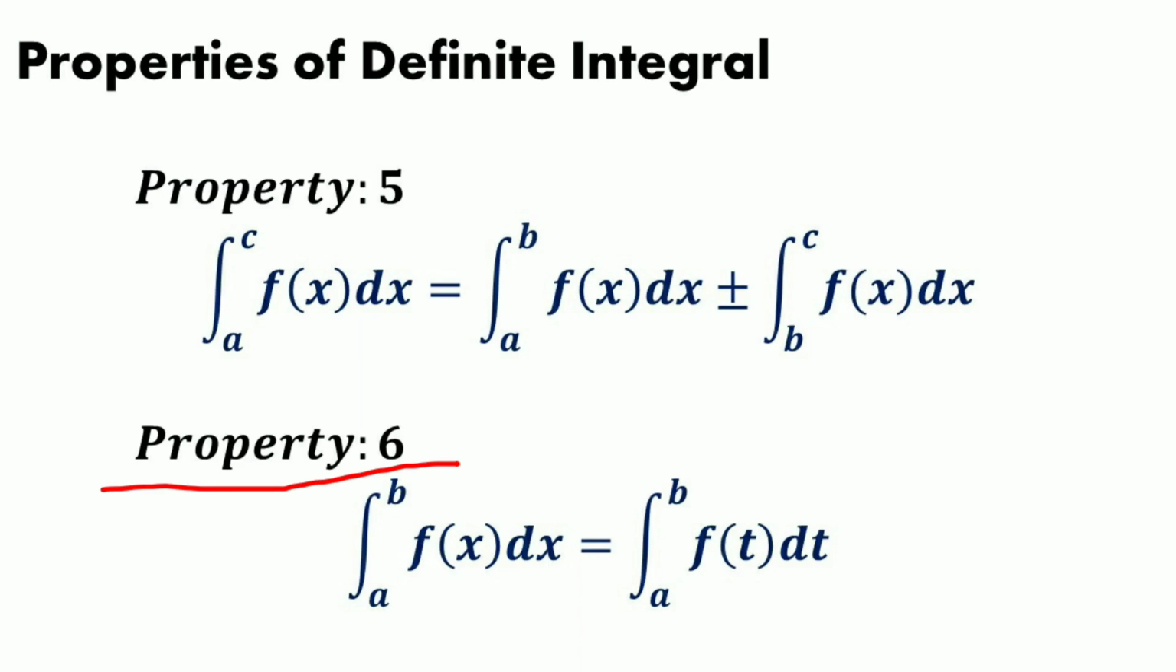The last property of definite integral is that the integral from a to b f of x dx is equal to the integral from a to b f of t dt. That is, the point of this property is to notice that as long as the function and the limits are the same, the variable of integration, that is x in the first case and t in the second case, that we use in the definite integral will not affect the answer.